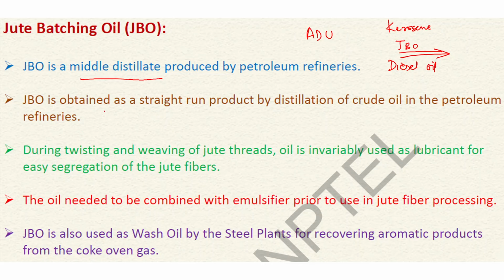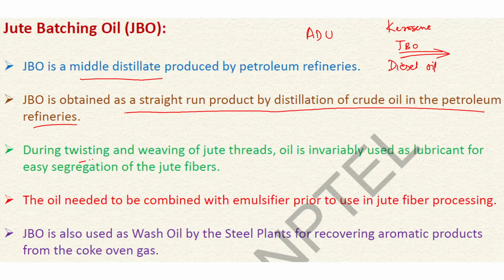So, jute batching oil is obtained as a straight run product from distillation of crude oil in the petroleum refinery. It is mainly produced in the areas where jute industries are there, where jute work is done. So in those areas, if there is a refinery, then this jute batching oil is produced in those refineries only. It is not like this oil is produced in all the refineries.